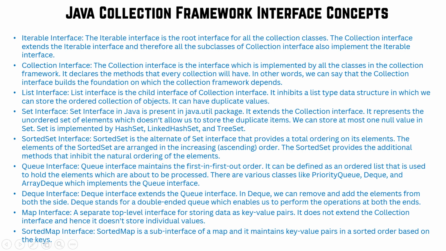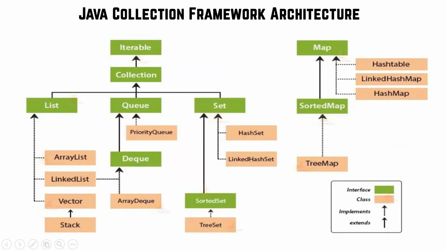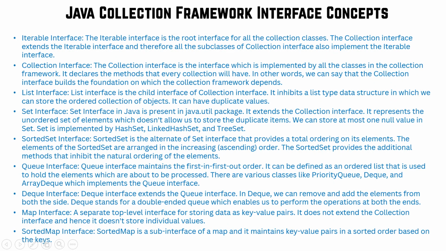Now we'll go to the Queue and Deque. So what is Queue? The Queue interface maintains the first-in-first-out order, FIFO. It can be defined as an ordered list that is used to hold the elements which are about to be processed. There are various classes like PriorityQueue, Deque, and ArrayDeque which implement the Queue interface. Now the Deque interface extends the Queue interface. In Deque, the user can remove and add elements from both sides.